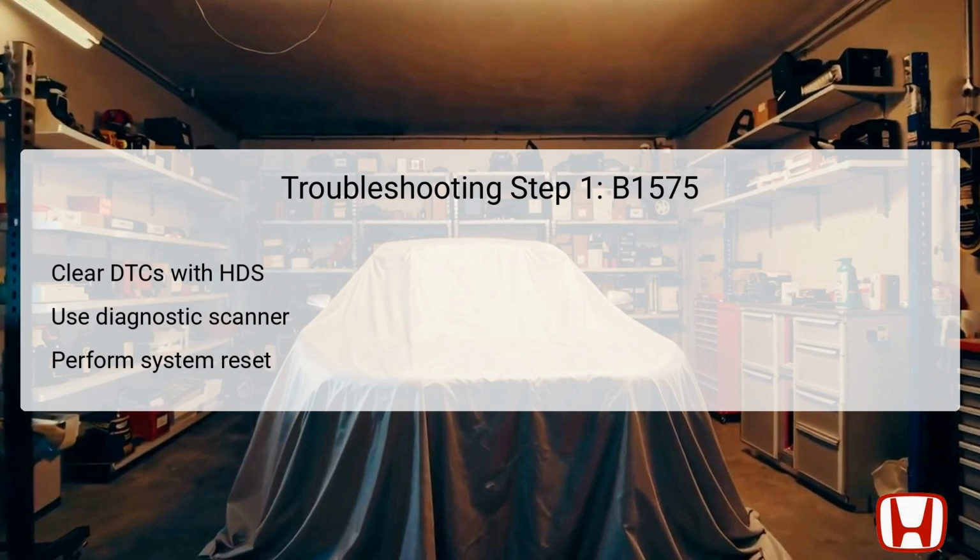The first step in troubleshooting DTC B1575 is to clear the diagnostic trouble codes using the HDS, or Honda Diagnostic System. This process involves connecting a diagnostic scanner to the vehicle's onboard diagnostics port to reset the system. This step is essential because it helps determine if the B1575 code is persistent or an intermittent error.